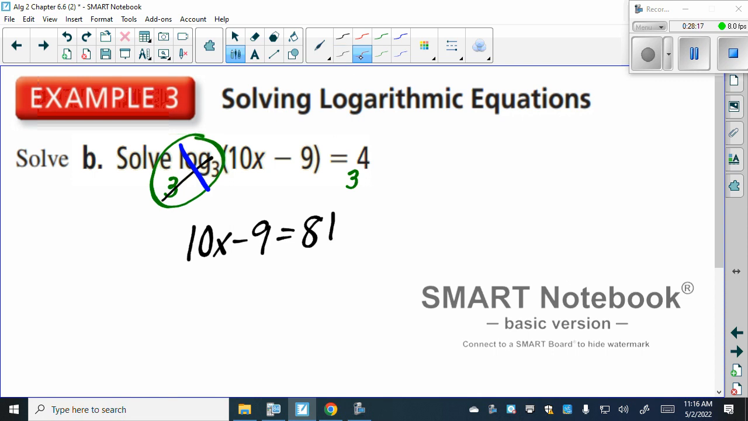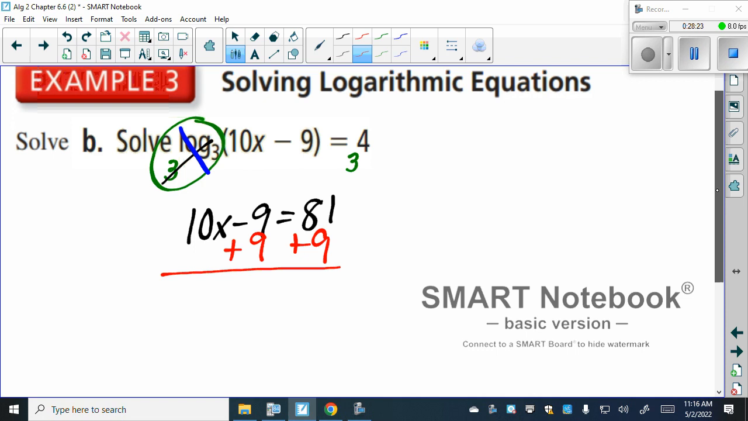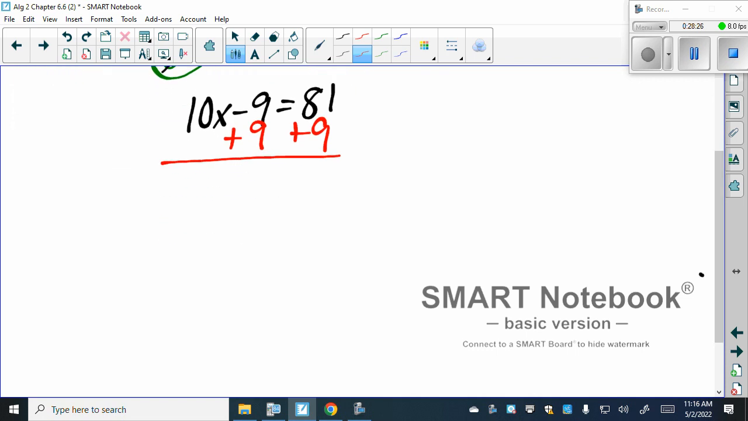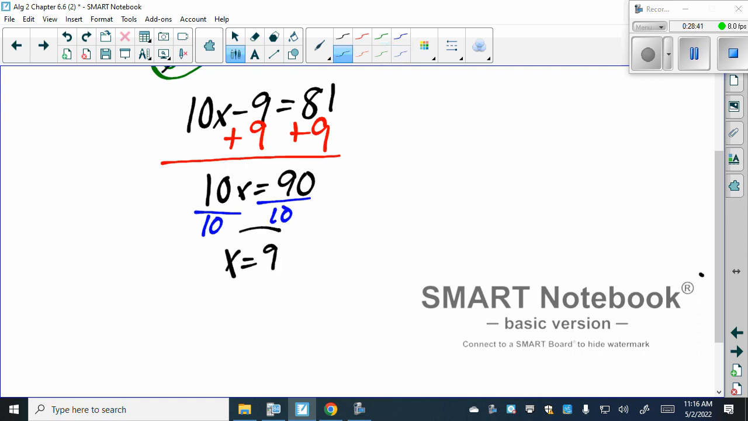Now we just need to solve for the value of x. So we would add 9 to both sides. And if we add 9 to both sides, we get that 10x equals 90. What would we do next? Divide both sides by 10. x equals 9. That's it. And if we plugged it back in, we will get a true statement.